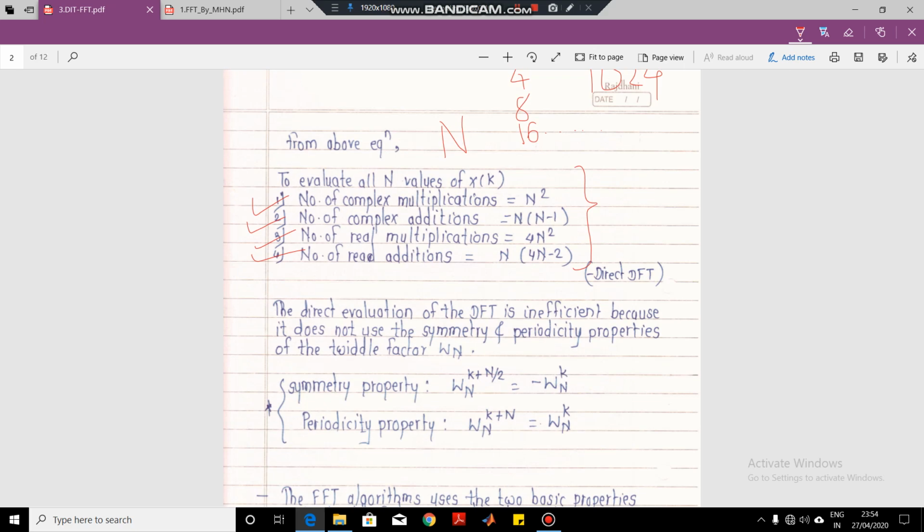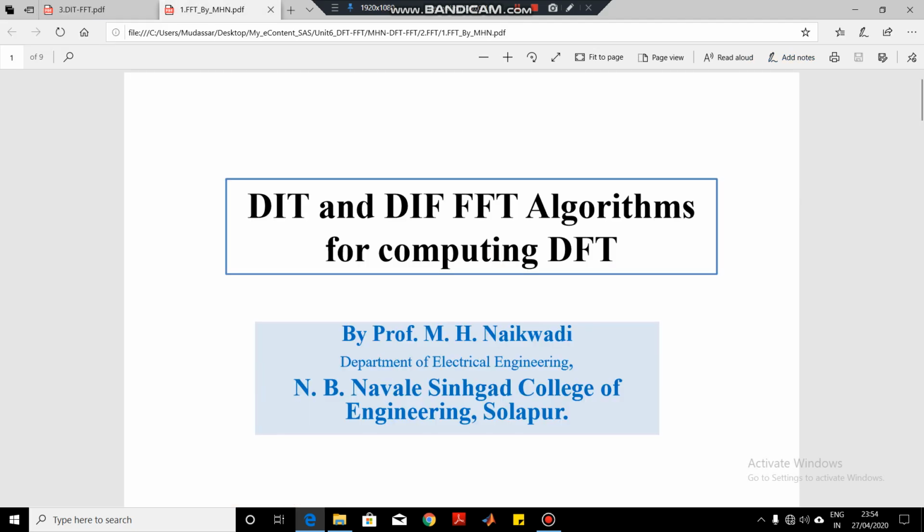And in order to reduce this number of calculations, we have an algorithm which is called the fast Fourier transform algorithm. This fast Fourier transform algorithm is of two types. One is called the decimation in time FFT algorithm, and another is called the decimation in frequency FFT algorithm. So these two algorithms we are going to use for computing DFT.